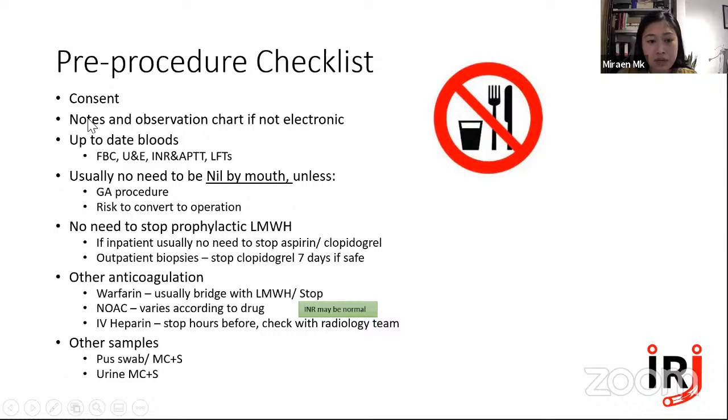You want to make sure that the patient goes with all the clinical notes and obs charts if it's not electronic. You want up-to-date blood, so up-to-date sort of within 48 hours pre-procedure. And you want to include FBC, U&Es, INR, because we're worried about bleeding, and that's often the contraindication for many procedures, and LFTs, because that informs your synthetic function of your liver.